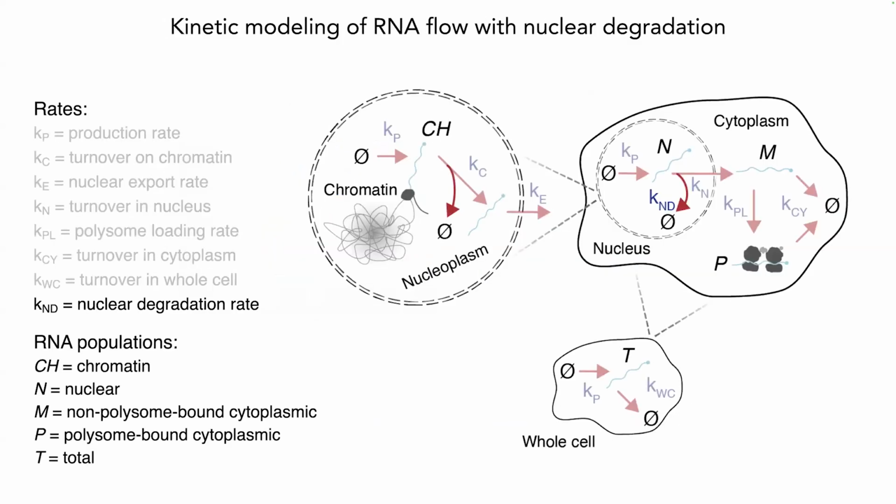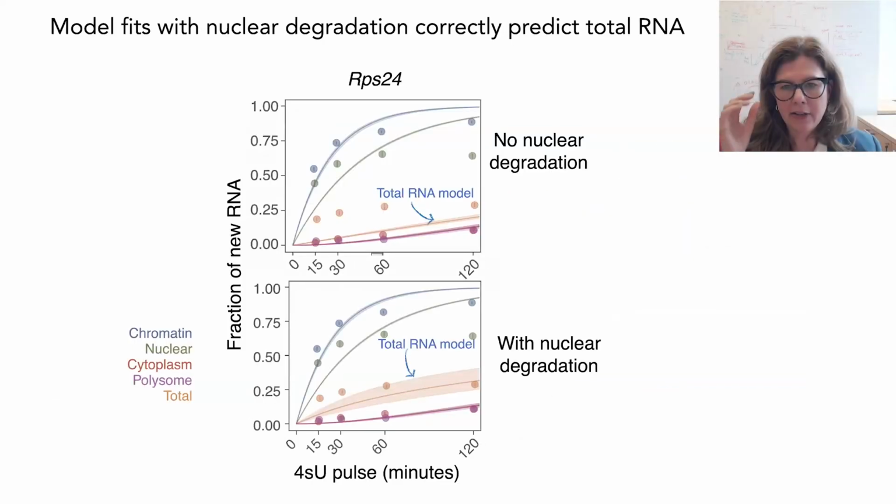And so we went back to our model and we added in a nuclear degradation term. So now we have an extra rate where RNAs can be exported or they can be degraded. And we then use this new model. And indeed, in this case, we found that, yeah, we are doing better. We're predicting the total RNA data a lot better with nuclear degradation.